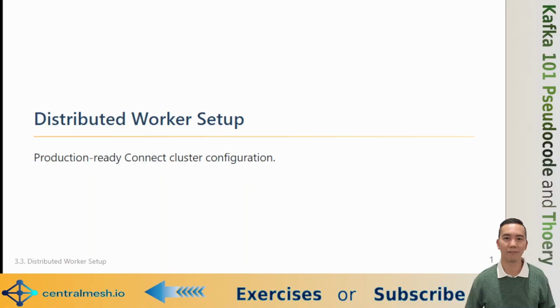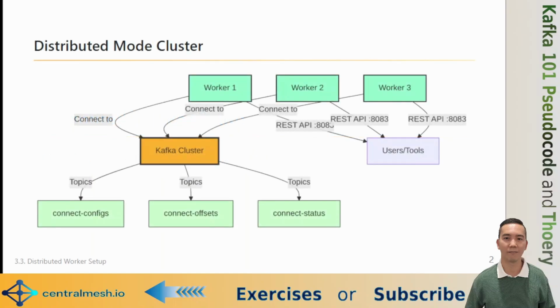This gives you higher availability, automatic load balancing, and the ability to continue running even if one of the workers fails. This diagram shows the overall architecture of a distributed Kafka Connect cluster. Instead of having a single standalone worker, we now have multiple workers connecting to the same Kafka cluster. These workers don't communicate directly with each other. Instead, they coordinate through Kafka itself using several internal topics.